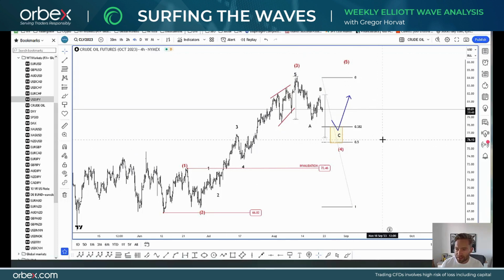So after a retest, let's say $77 per barrel, I would be looking for a new turn to the upside. Invalidation level obviously is at 72.46, because wave 4 must not trade into the territory of wave 1.